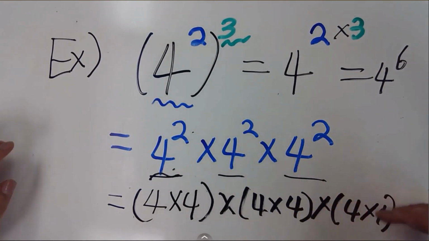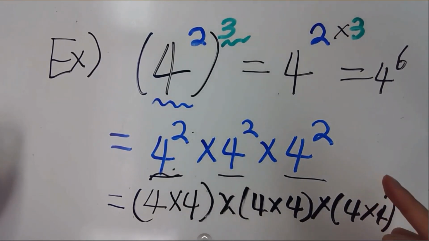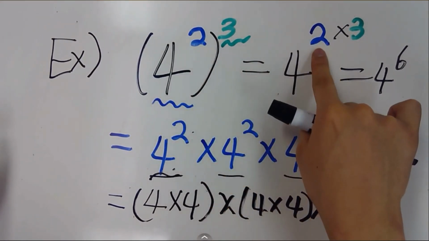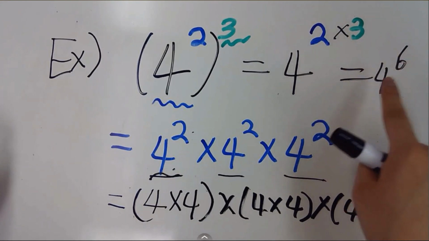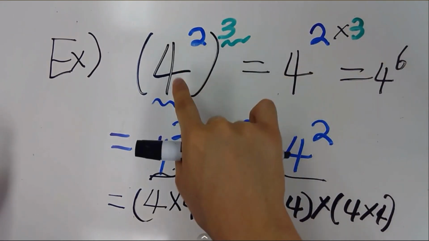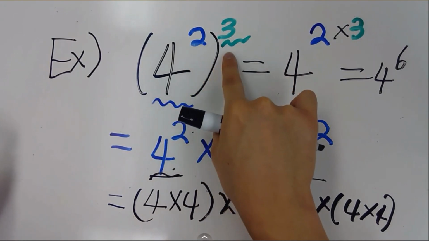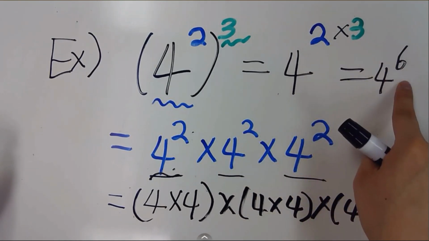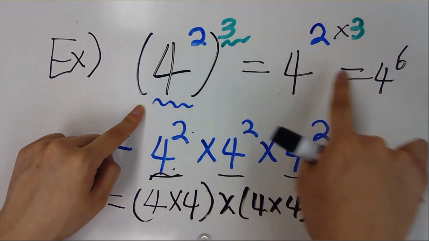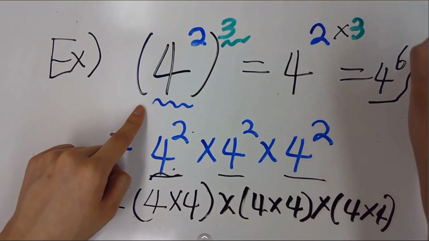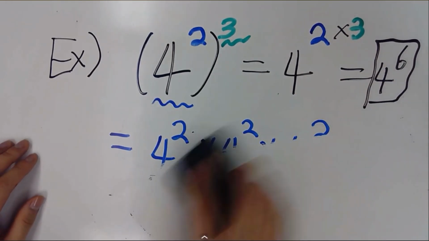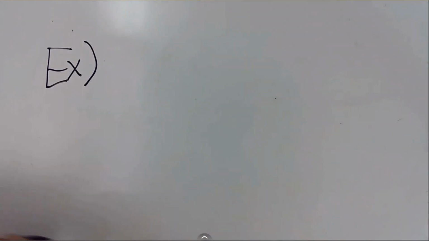Okay, so now let's try to revisit our key phrase. Our key phrase for today is when you see power of a power, we multiply the exponents. And so here the original question was 4 squared to the power of 3, which means that we have to do 4 to the power of 2 times 3, which is 6. So when we simplify 4 squared to the power of 3, it is the same as 4 to the power of 6.